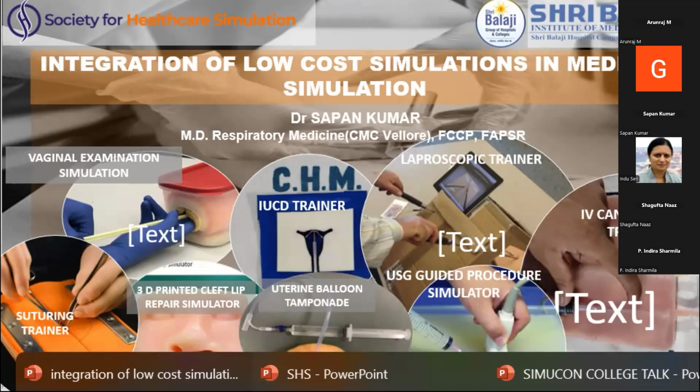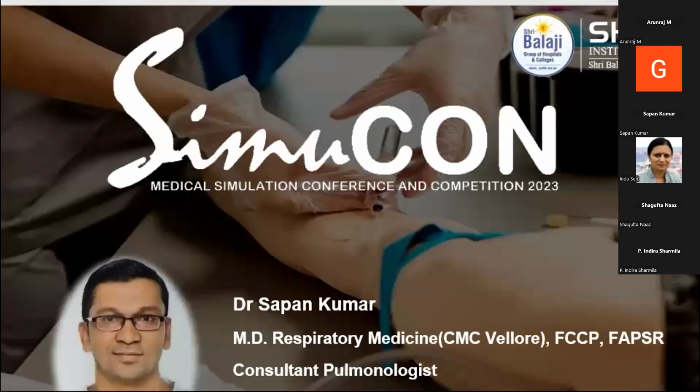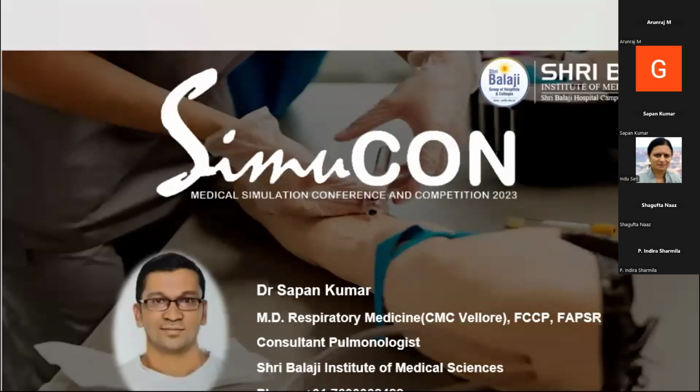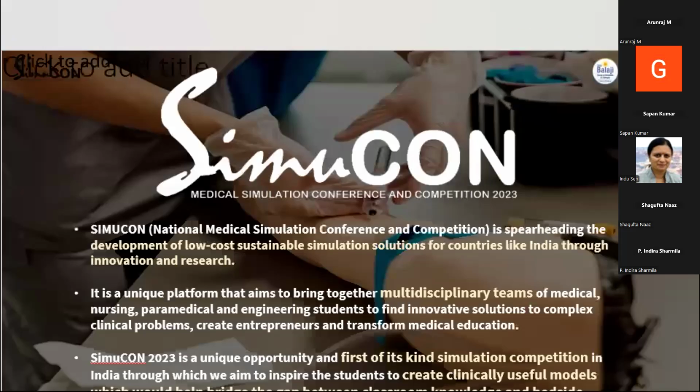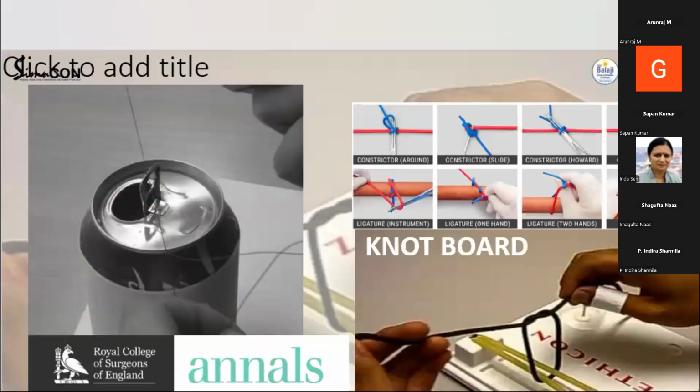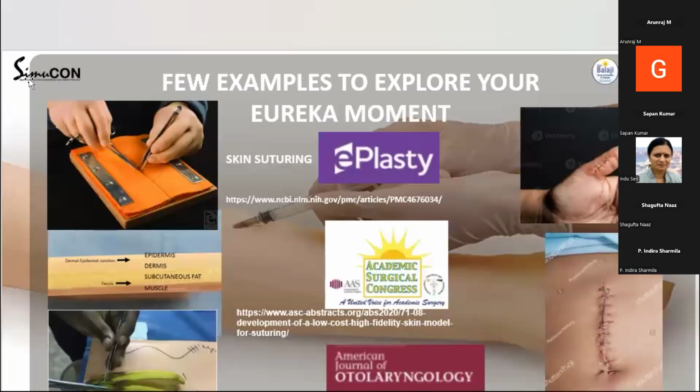Actually, a lot of work has been done in small groups across the world. Basically, everybody feels that low cost simulation is the way. I'll just share a few examples of low cost simulation. I fully agree with you.